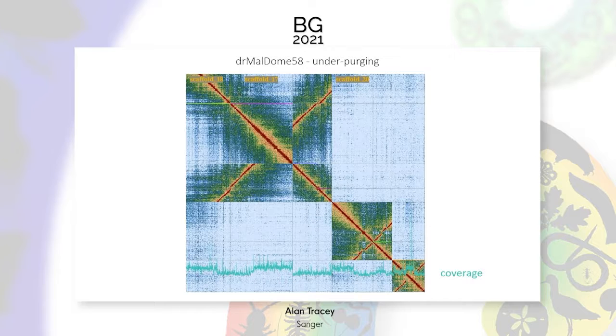DR Maldome 58 is somewhat different to the other 2 assemblies, in that not only was sequence missing, a lot of retained duplication or failed purging was also found, much more than in the other 2 assemblies. Here's a Hi-C map of part of the assembly. You can see from the strong off-diagonal collinear matches, which incidentally coincide with half normal coverage, that we have a lot of retained haplotypic duplication in this assembly, which needs removing, but which purge dupes has failed to detect and deal with.